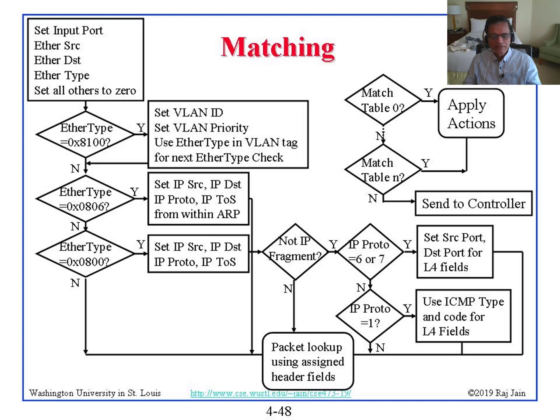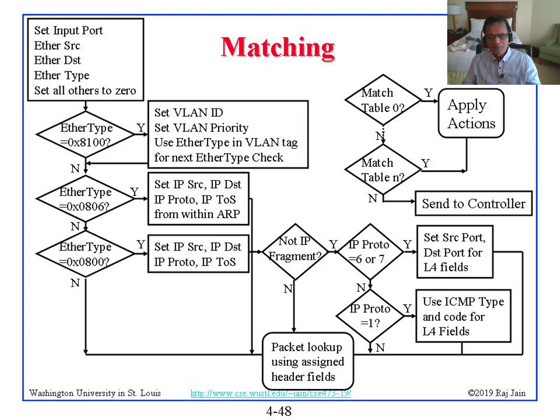If it is not a VLAN, then we see if the Ethernet type is 0806. If it is 0806, that means it is an IP packet, and therefore we look at the IP source, IP destination, IP protocol type, and so on and so forth. If it is not 0806, is it 0800? If it is, then it is also IP, and then we do this. Anyway, and then the matching is done.